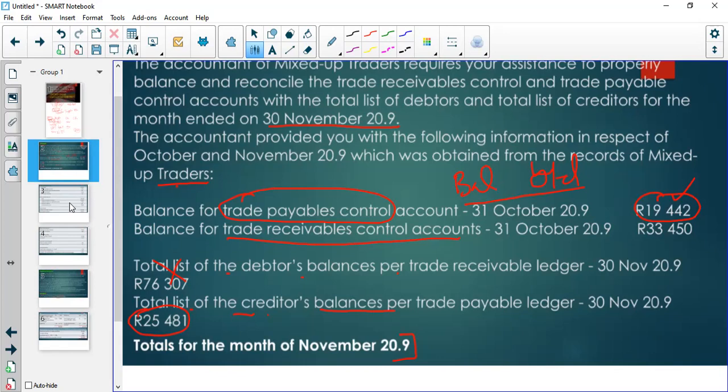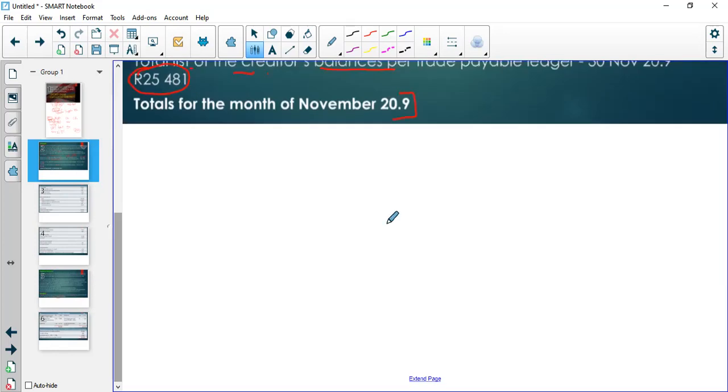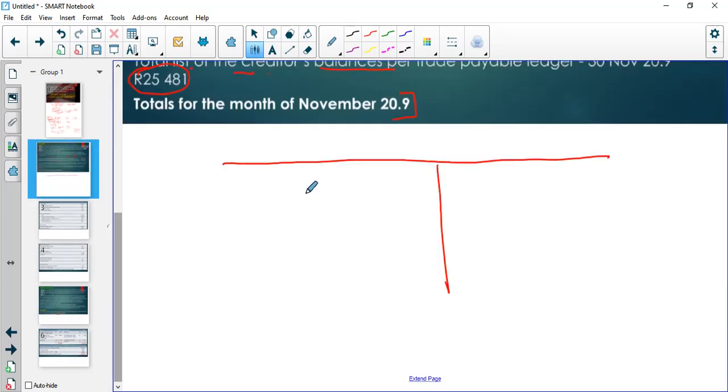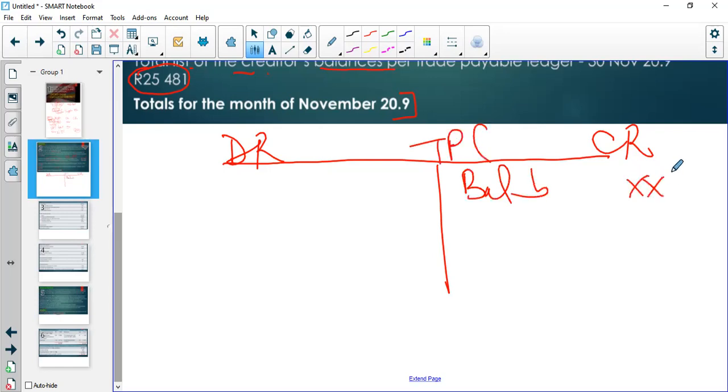So what are we looking for? Logically, if you want to think in terms of how a trade payables control account is constructed, we have a debit and we have a credit. Any transaction that increases what we owe is going to be recorded on the credit side, and any transaction that reduces what we owe is going to be recorded on the debit side. So you can think as a student in terms of what can increase what we owe, and what can reduce what we owe to our suppliers.